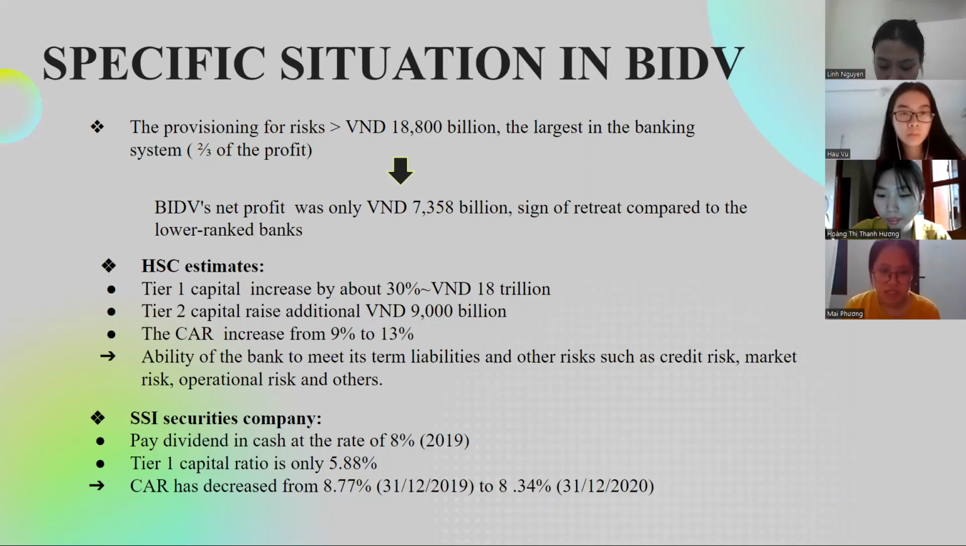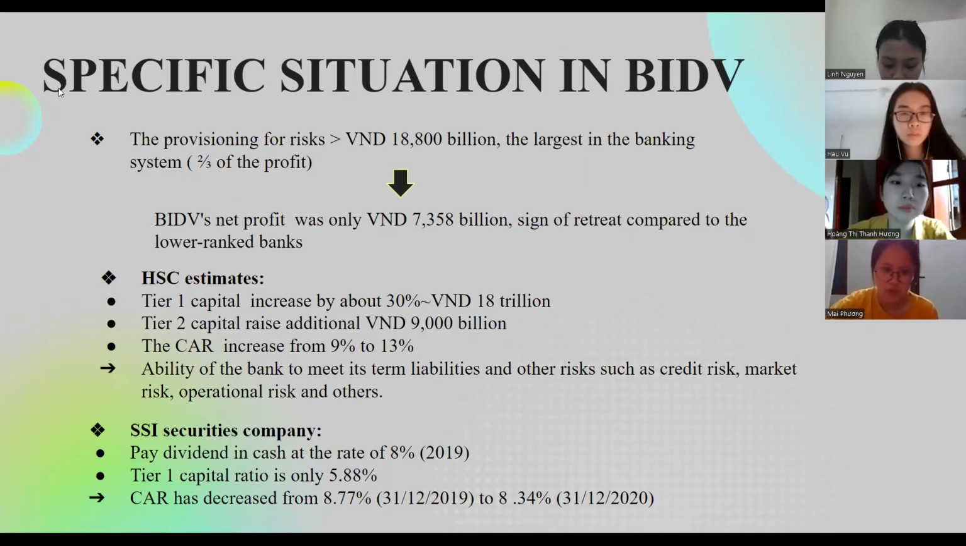SSC estimates that BIDV Tier 1 capital may increase by about 30%, equivalent to VND 18 trillion, after being able to complete the capital sale to a strategic partner in the first half of 2019. BIDV will see an additional 50% share on capital after issuance at the current market price of 30,000 VND per share. After that, the bank will have an additional 9,000 billion of room to raise Tier 2 capital. The CAR is projected to increase from 9% to 13%.